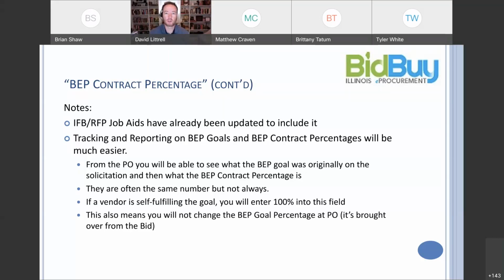That way you can just look at the PO and see what the goal percentage was and then what the BEP contract percentage was. It's really going to make all your reporting that much easier from the agency standpoint, rather than having to go back to a bid to see what the goal percentage was, and then if it got changed at PO. It makes that entire process much easier to see what BEP goals have changed, or if they did change from the solicitation to the point where you get to the contract.